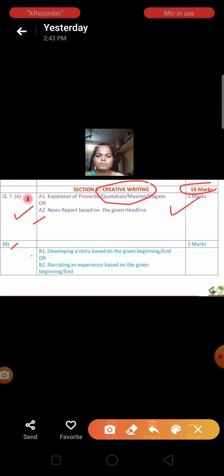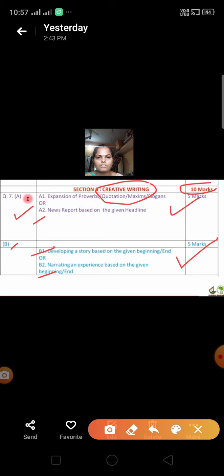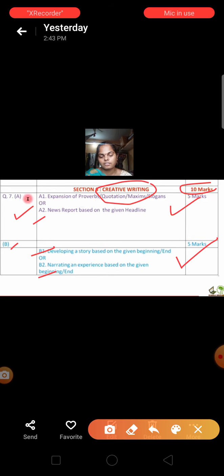B1 is developing a story based on the given beginning or ending. Okay, or question number 2, narrating an experience based on the given beginning or ending. It is also for 5 marks. So any one question you can attempt from it. Okay, understood? Like this is the paper syllabus you have here.